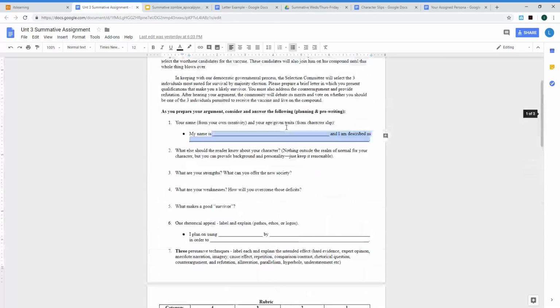Let's see, scroll up, where it says, you know, what else should the reader know about your character? Be creative, add in some of your stuff, but keep it reasonable. This means that if you're a custodian, you can't say, well, in my spare time, I'm also an astronaut.